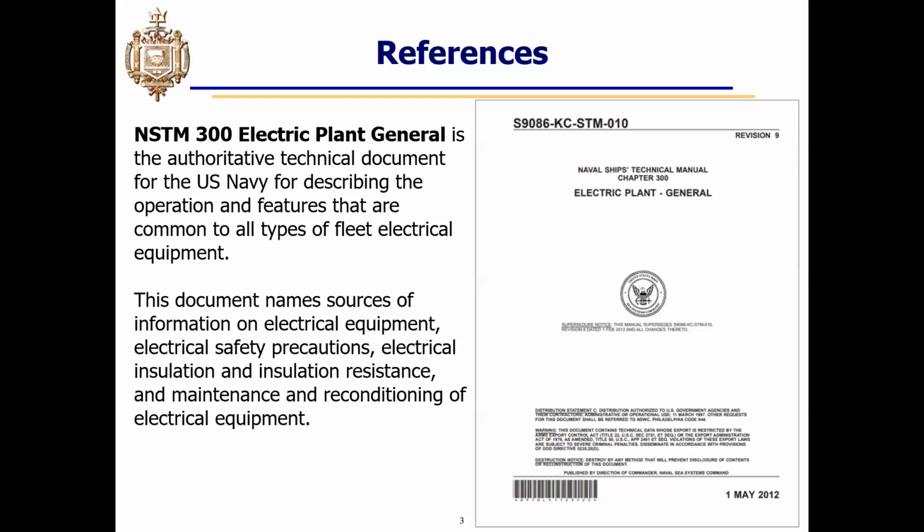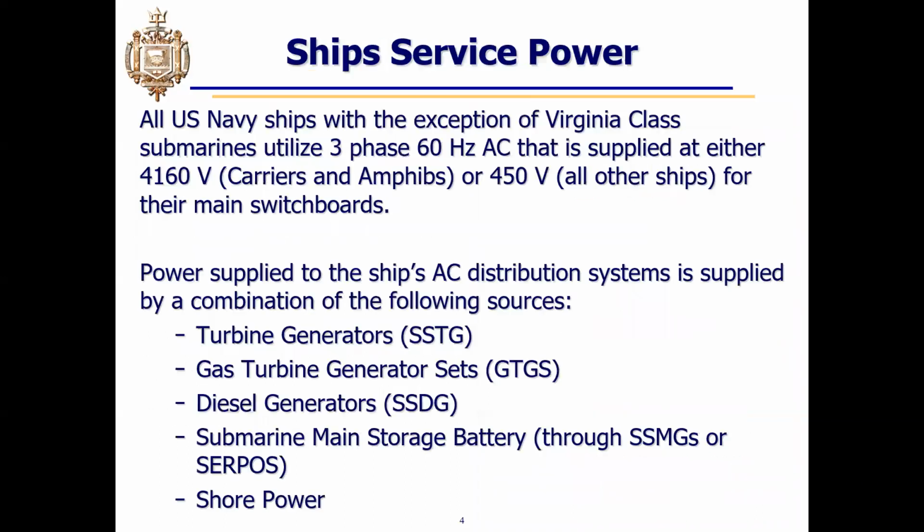All of this is covered under NSTM Chapter 300, and this is the source NSTM for a whole series of electric plant Naval Ship's Technical Manuals. It's just something to be aware of, to know where the right answer is: NSTM Chapter 300. They call it the Electric Plant Bible for the fleet.